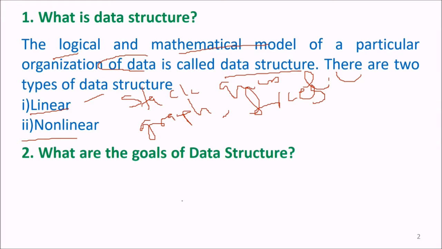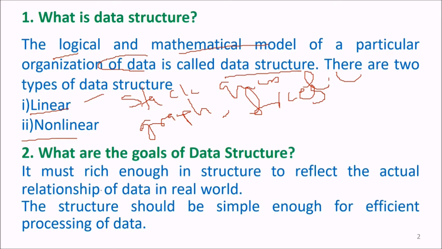So what are the goals of data structure? First, it must be rich enough in structure to reflect the actual relationship of data in the real world, because actually we are dealing with the data in the real world only. And the structure should be simple enough for efficient processing of data. Efficient processing means data access, it can be removal, that is deletion, or you can say add, and certain aggregate operations that you can apply, like summation, sum the values, or find the minimum or maximum, sorting, searching, etc.